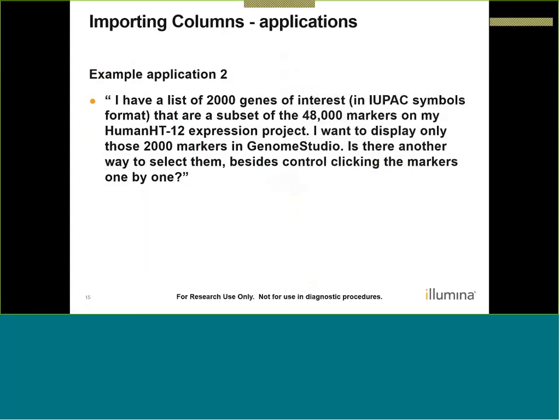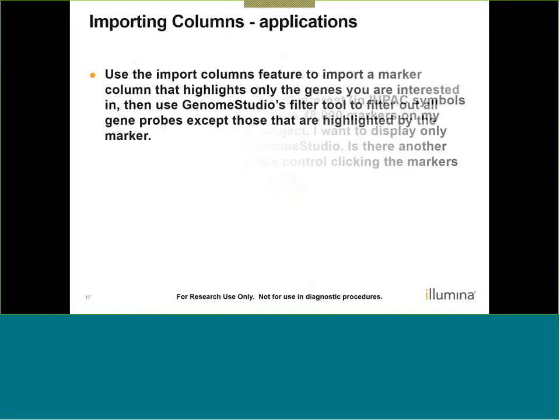Let's look at another example application. Let's say you have a list of 2,000 genes of interest that are a subset of the 48,000 markers that are on the gene expression HT12 project that you have. And you want to explain only 2,000 of those markers because those are the genes of interest for your particular project. Is there a way to select those in bulk instead of having to select them one by one and then showing them? And of course, the answer is yes.